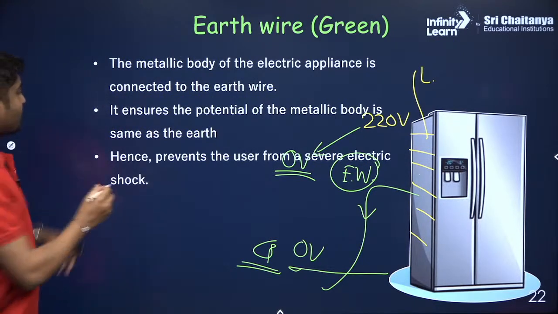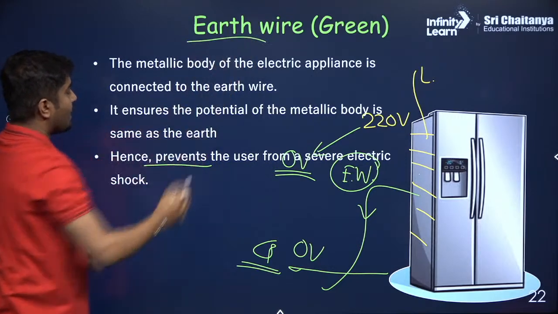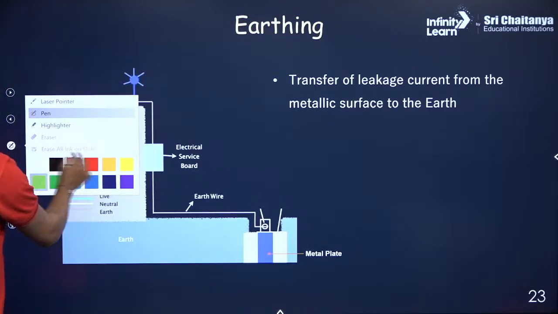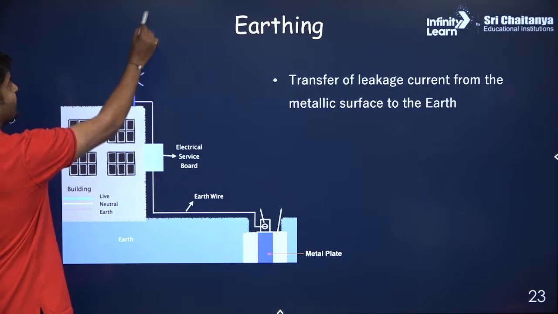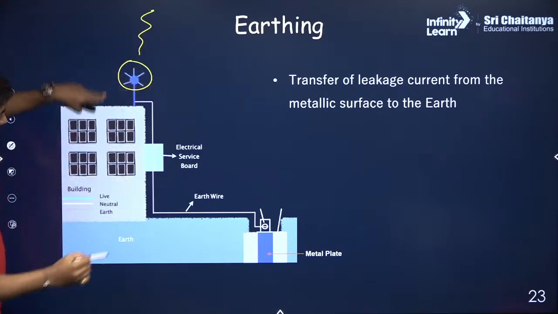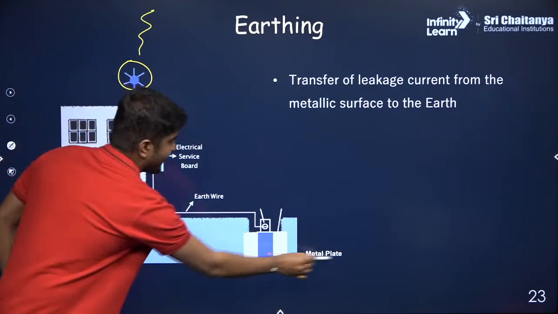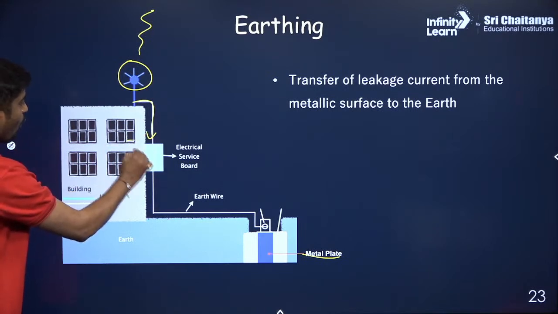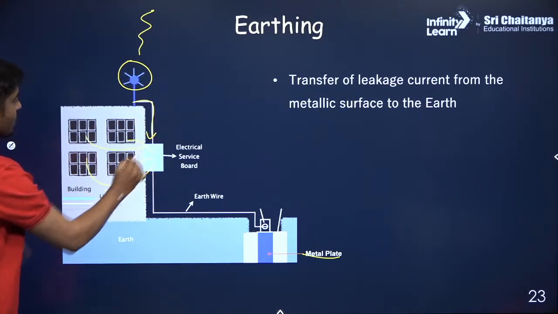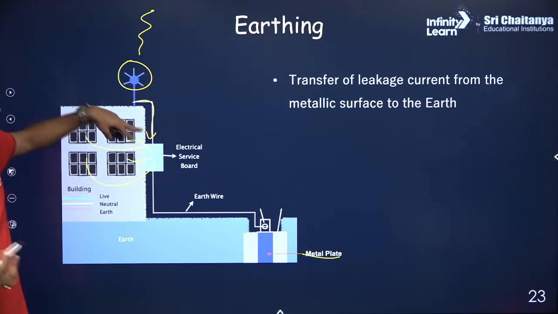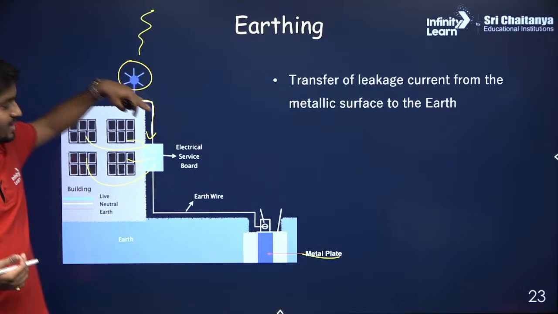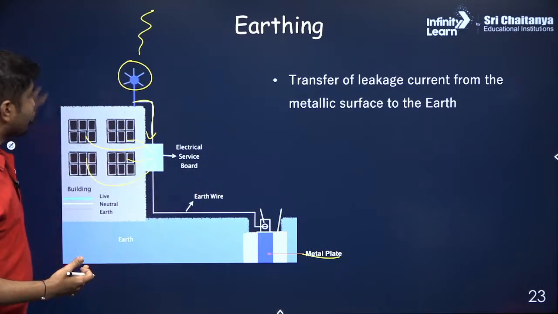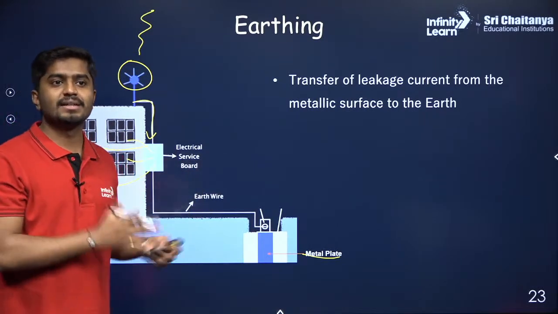Alright. So this earth wire prevents users from electric shock. Now you see there is lightning. If there is lightning, this is a lightning tower. This is connected to the ground. There is a metal plate which is buried deep inside the ground. This is our lightning cable. This is connected to all the houses. So these are all our earth wires. It will collect all the extra charges from all the houses and send them to the ground. This is how we protect the building and all the devices in our house.